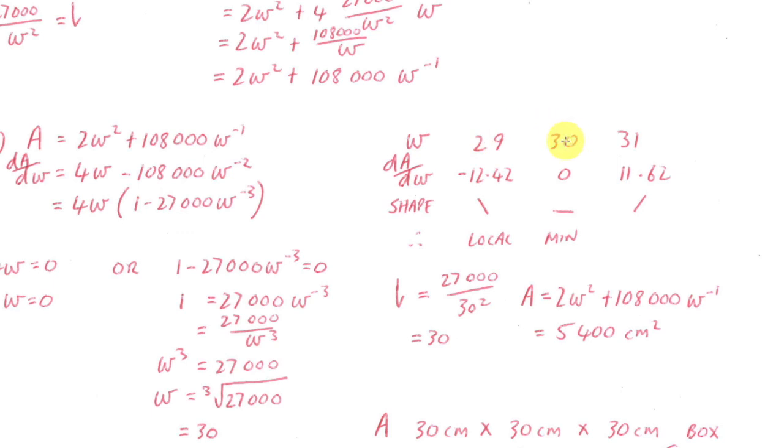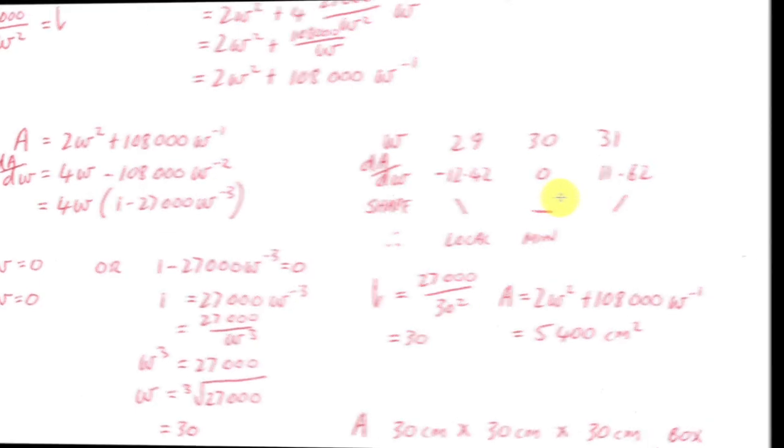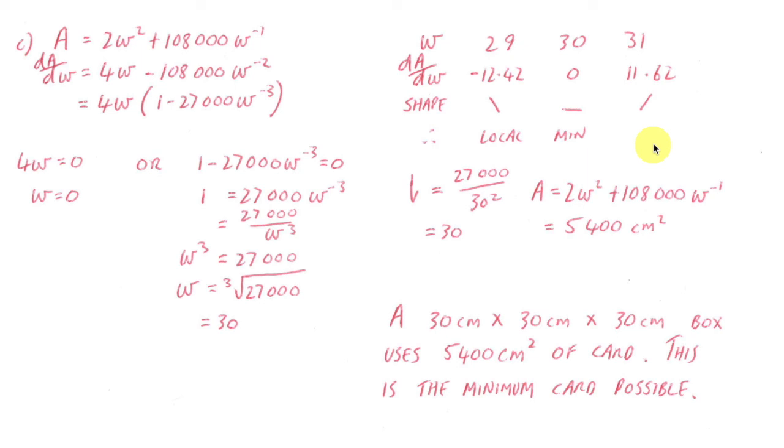If I substitute that into the derivative, it will give me 0, which will be flat in shape. Choosing a value to the right-hand side, I chose 31. If I substitute that into the derivative, I get 11.62. Obviously, I've done that with the CAS. And the shape will go up towards the right. Left-hand side, you can see that the shape goes down towards the right. Therefore, I have a local minimum, and that W equaling 30 produces a minimum.